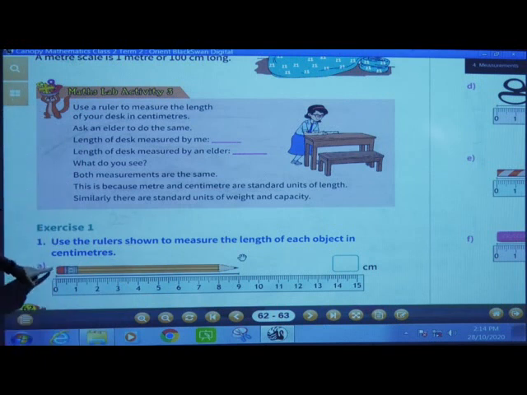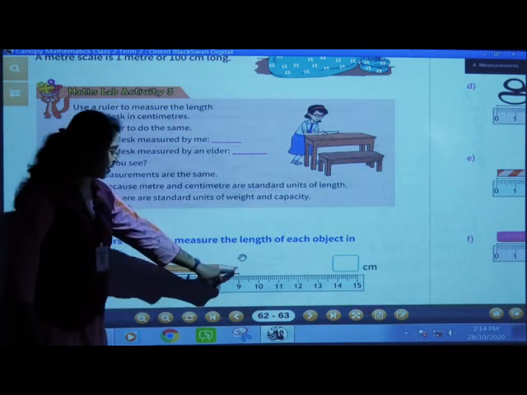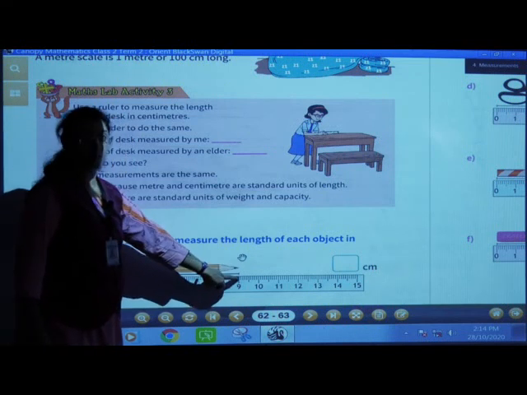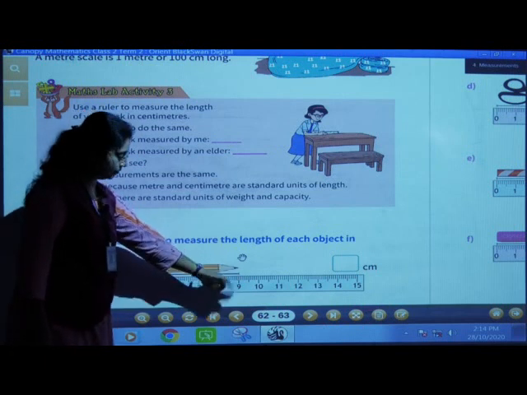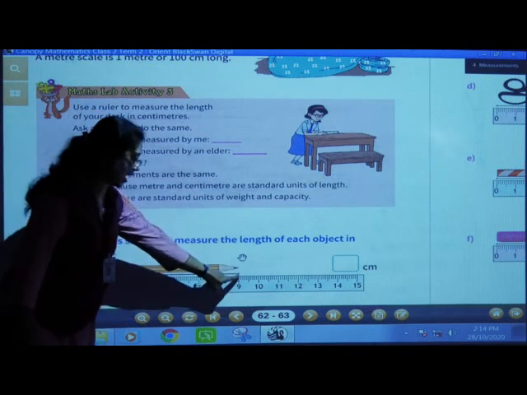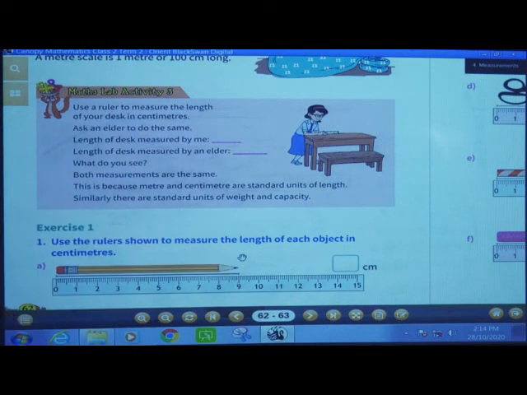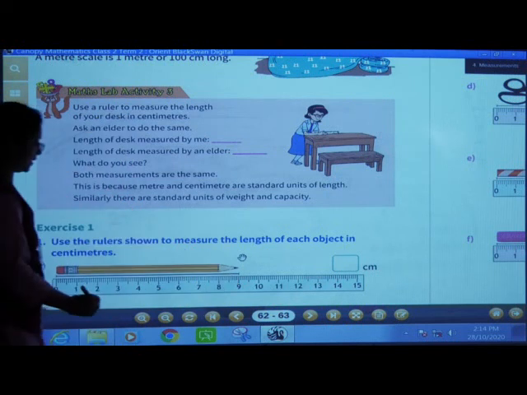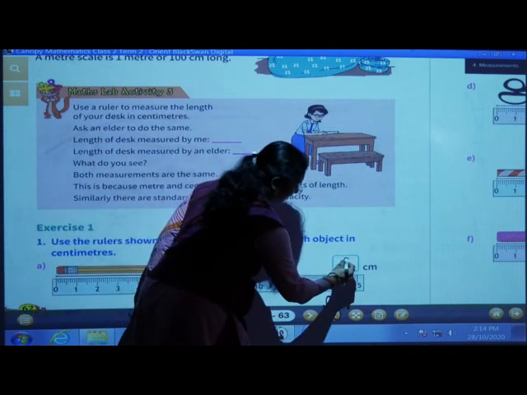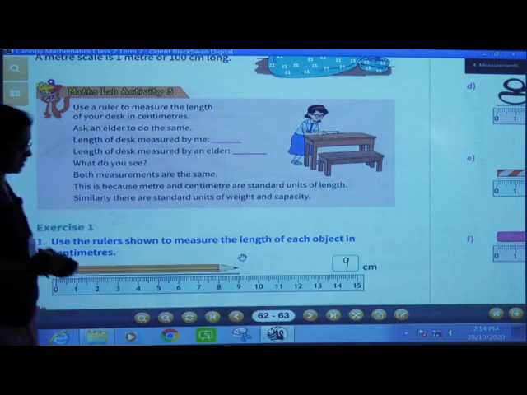See, place one end of this pencil at 0 and see where the other point of the pencil is. At 9, means the length of this pencil is 9 centimeter.